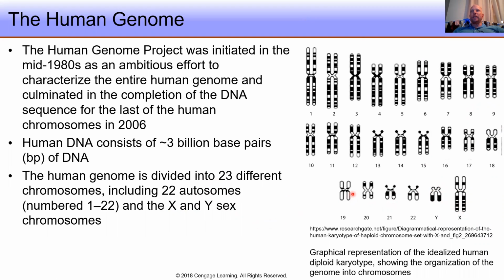So what we have here is a graphical representation of the human diploid karyotype, because we, of course, are diploid organisms. We have 2 copies of each of the chromosomes in our cells. And a karyotype is a very useful tool, and it can be performed to see, for example, if someone has genetic abnormalities, such as an extra or missing chromosome.